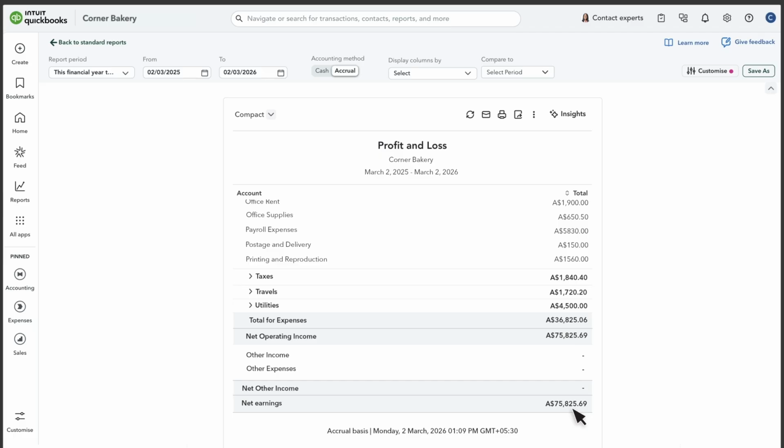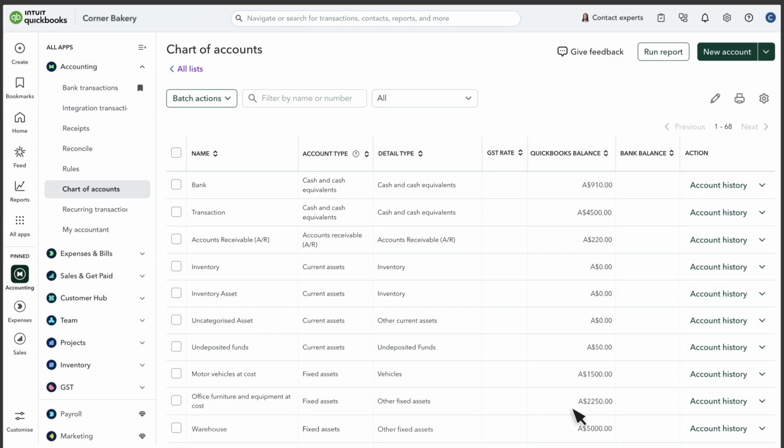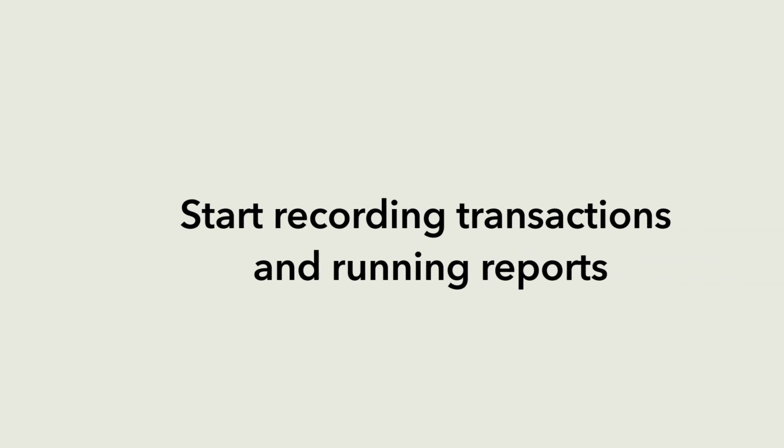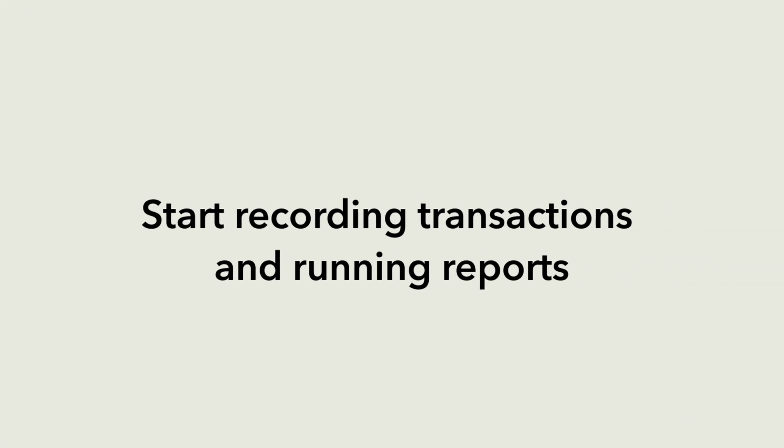If you want to learn more about how to read reports in QuickBooks Online, there is a video at the end of this one with more details. Now you have a basic understanding of what the chart of accounts is and how it affects your transactions and financial statements.